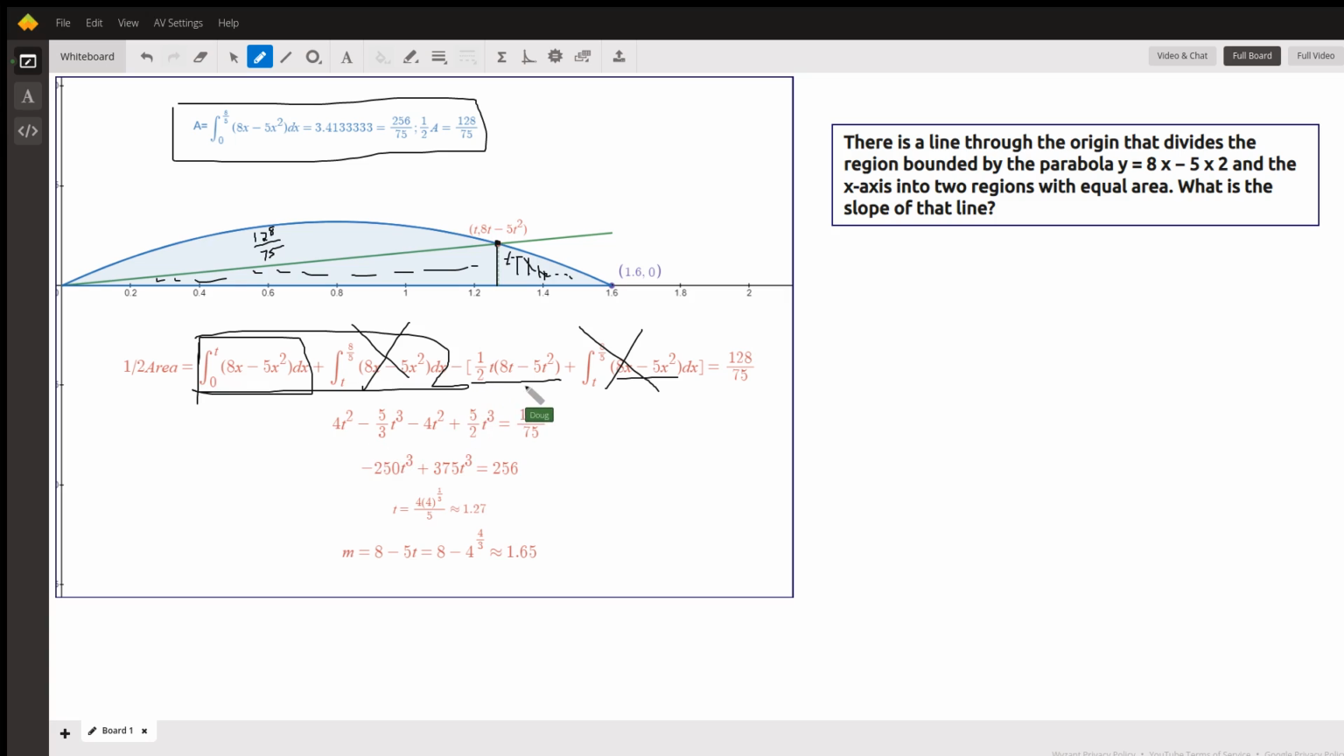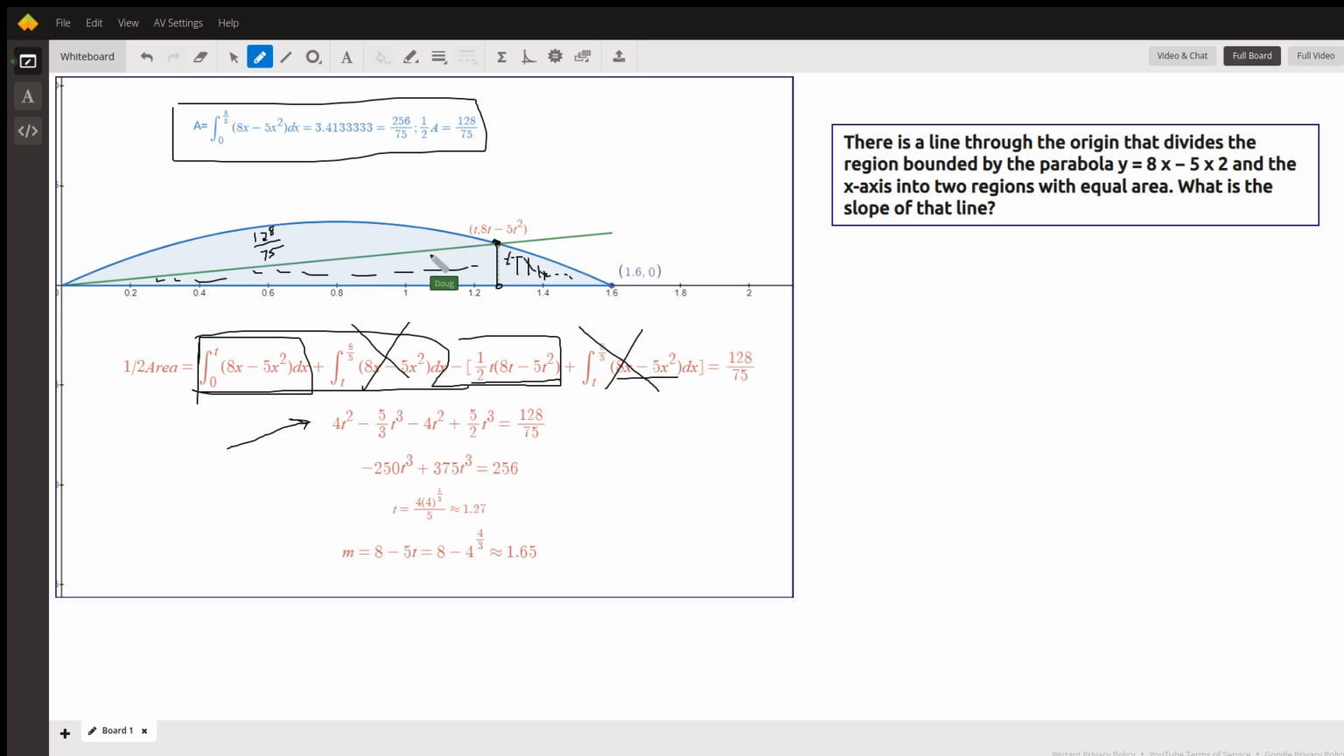Over here, we don't have a definite integral. We just have to distribute the negative 1/2 t, and we get negative 4t squared plus 5/2 t cubed. So we've got it, and that's half the area of the total region. That has to equal 128/75. Solve this equation for t, and we'll have the x coordinate of this point right here. And that turns out to be, well, about 1.27, or the cube root of 256/5.